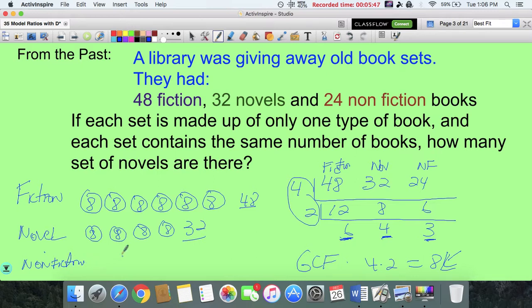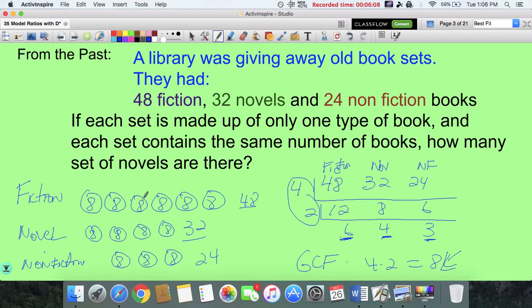How many sets am I going to make? I'm able to make 3 sets: 1, 2, 3. And how many books am I going to put in each? 8. Giving me a total of 24. This satisfies our two conditions, which are that all sets should have the same number of books, and they all do. And all sets have only one type of book.